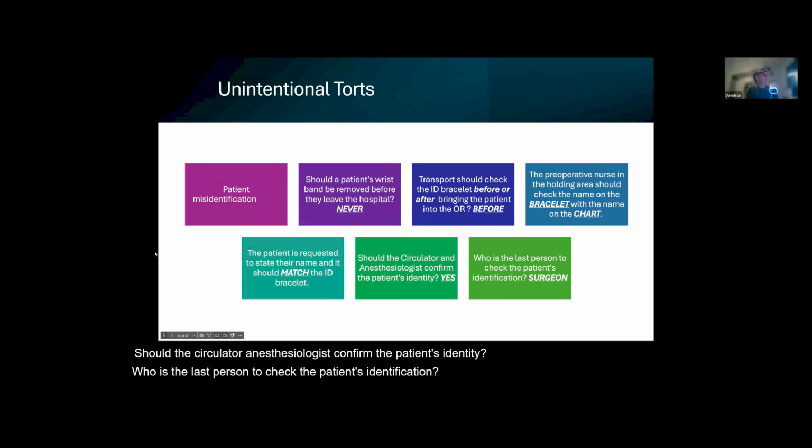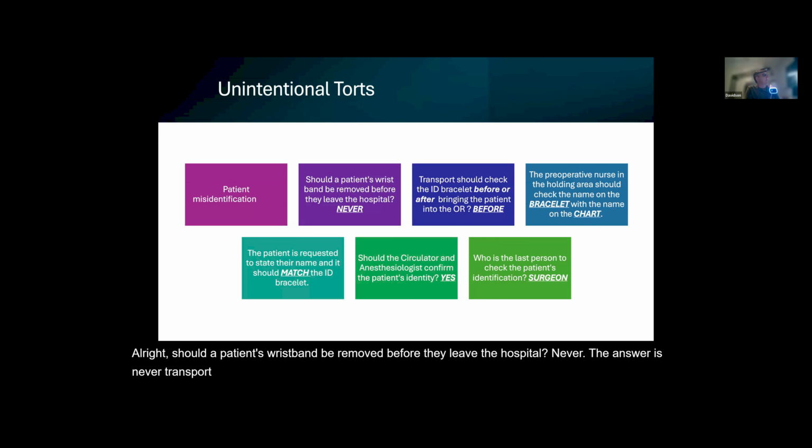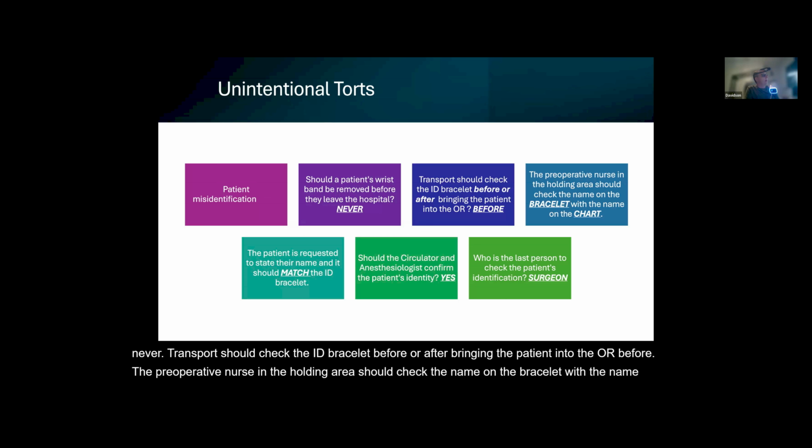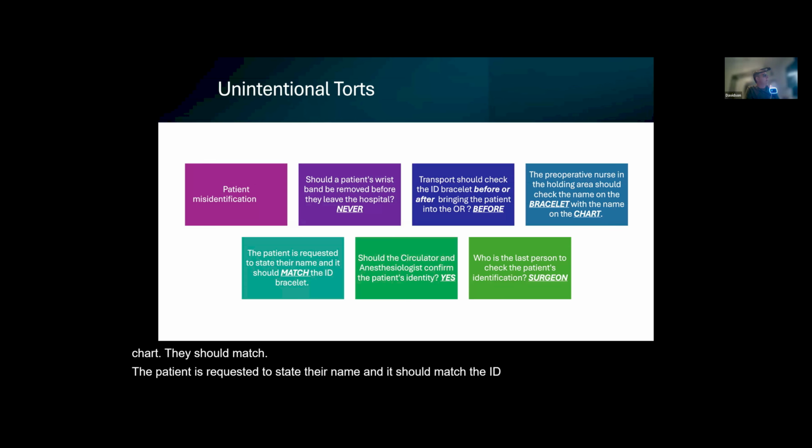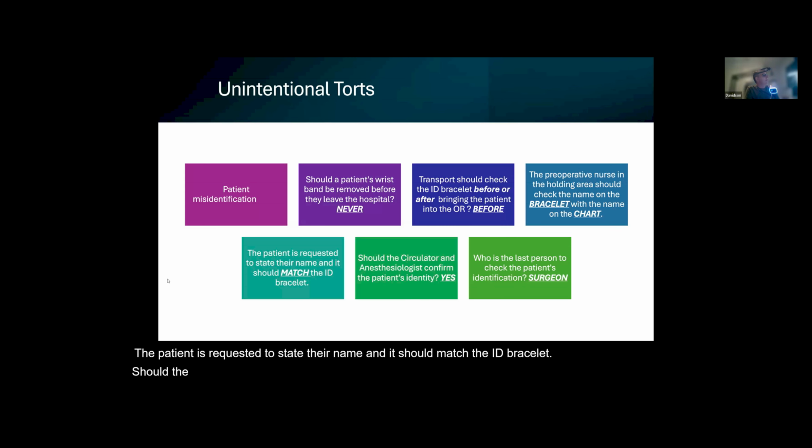All right. Should a patient's wristband be removed before they leave the hospital? Never. The answer is never. Transport should check the ID bracelet before or after bringing the patient into the OR? Before. The preoperative nurse in the holding area should check the name on the bracelet with the name on the chart. They should match. The patient is requested to state their name and it should match the ID bracelet. Should the circulator and anesthesiologist confirm the patient's identity? Yes. Who is the last person to check the patient's identification? The surgeon.